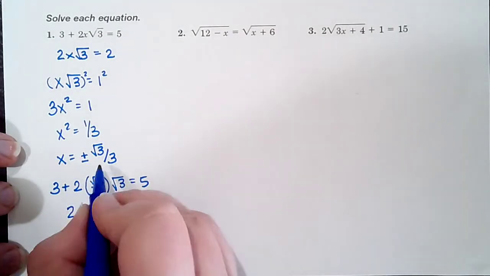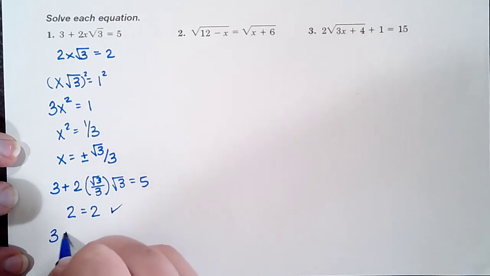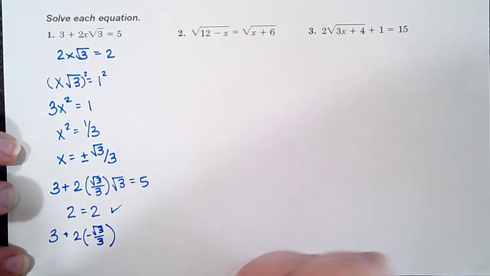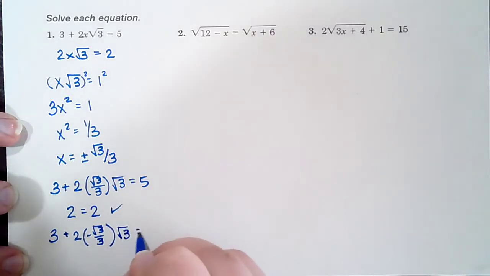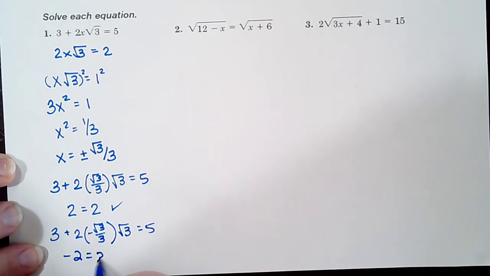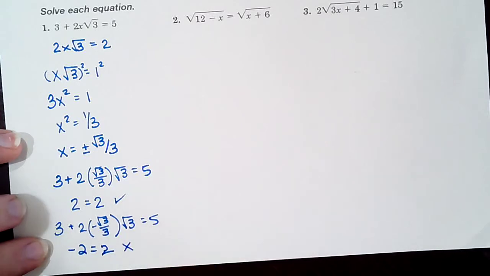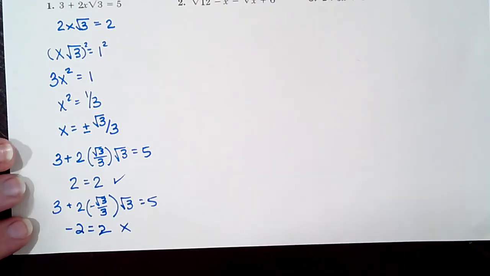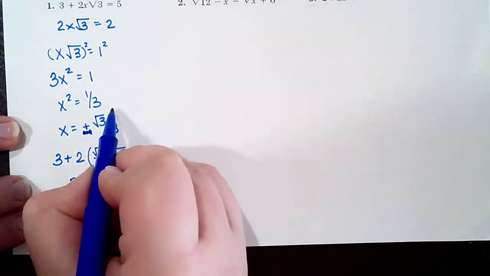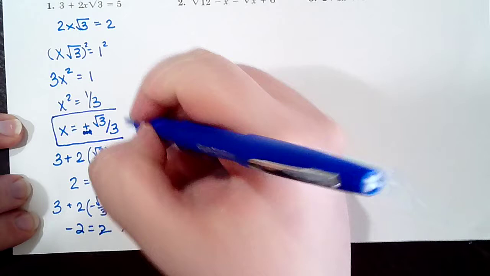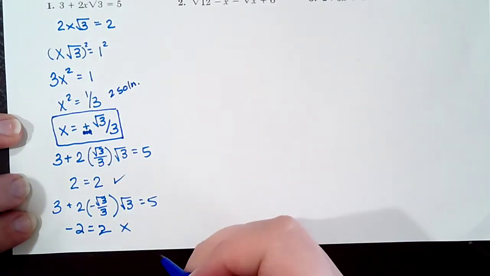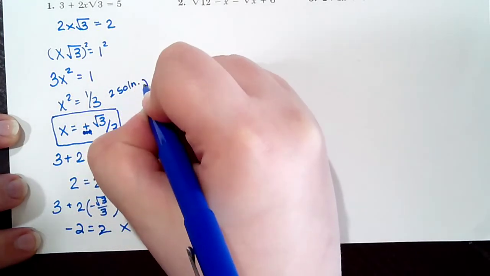What about when I throw the negative answer in there, however? 3 plus 2 times negative root 3 over 3. In this case, I'm actually going to get a negative 2 on my left side and a positive 2 on my right side, which does not work. So the only answer I can actually circle here is going to be the positive answer. I cannot have the negative version. So even though we technically have 2 solutions, one of them is going to be extraneous.